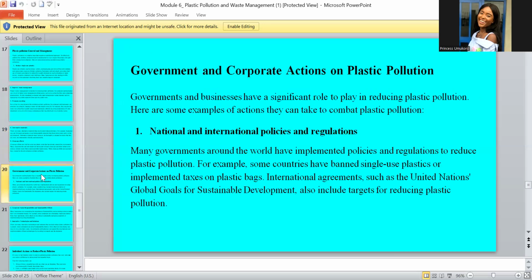Let's look at government and corporate actions on plastic pollution. Governments and businesses have a significant role to play in reducing plastic pollution. And these are some examples of actions that they can take to combat plastic pollution. Number one, national and international policies and regulations. Many governments around the world have implemented policies and regulations to reduce plastic pollution. For example, some countries have banned single-use plastics or implemented taxes on plastic bags. International agreements such as the United Nations Global Goals for Sustainable Development also include targets for reducing plastic pollution.